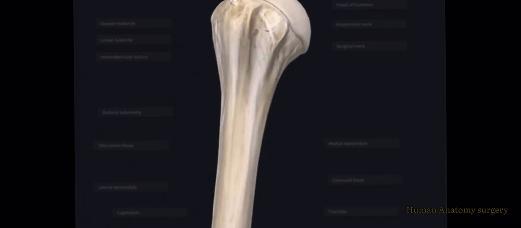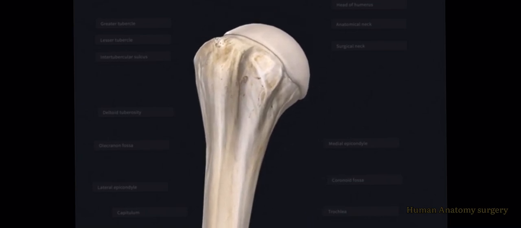The humerus has two major sites of attachment with other bones. Superiorly, here we have the glenohumeral joint, where it attaches to the scapula. And down here we have the elbow joint, where it attaches to the radius and ulna. Let's start by examining the proximal end.